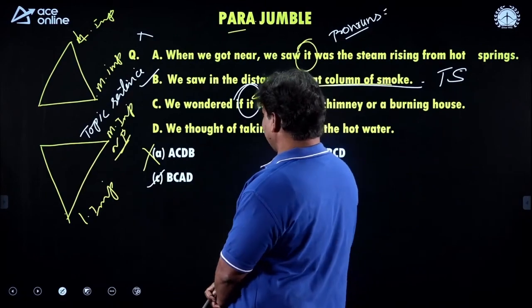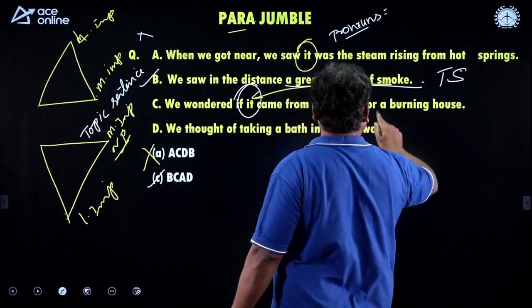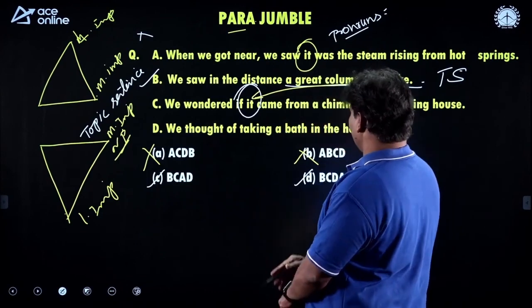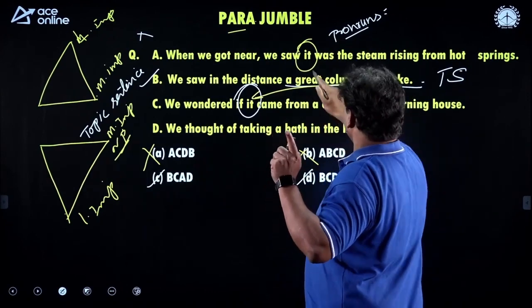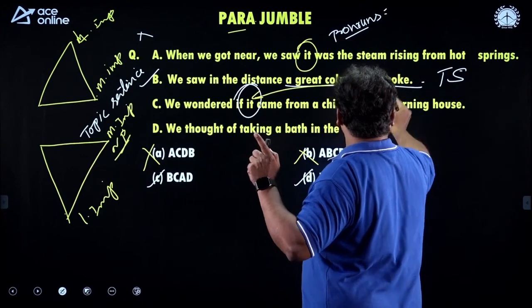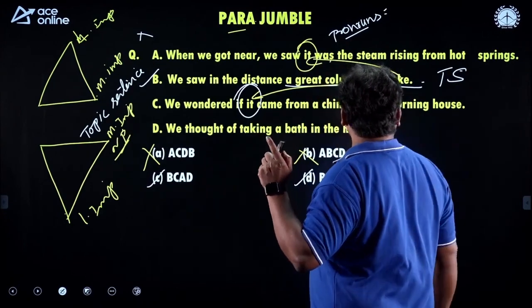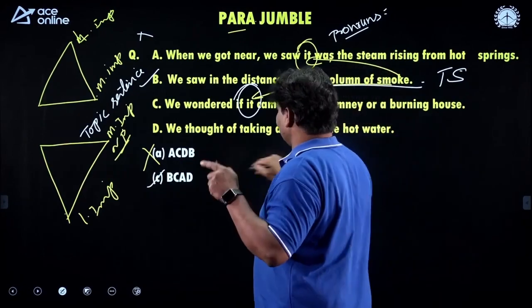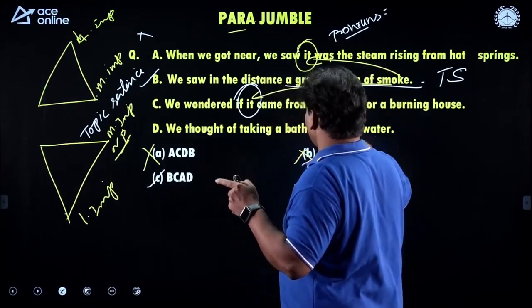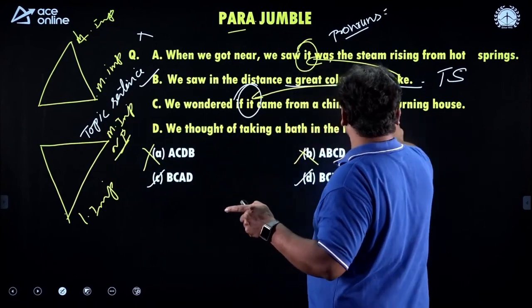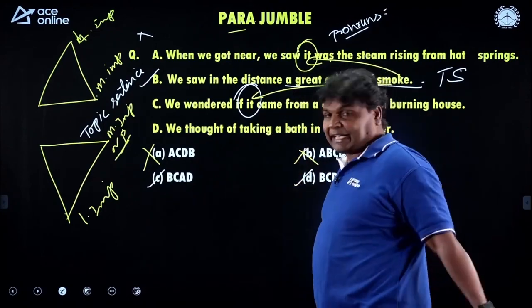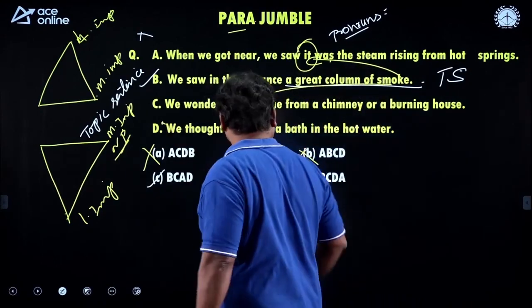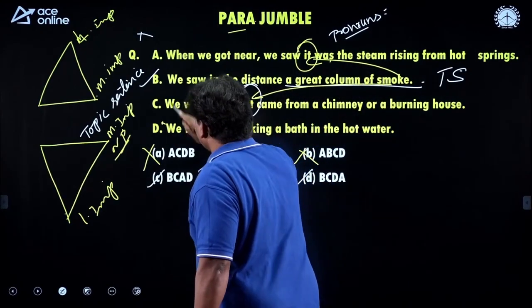Come on, let us see, students. We wondered if it came from a chimney or a burning house. When we got near, we saw it was the steam rising from hot springs. Okay, fine. Let us also check with this one. We thought of taking a bath in the hot water. We wondered if it came from a chimney or burning house, and we thought of taking a bath. Senseless. So D cannot be it. Therefore, it goes with A.